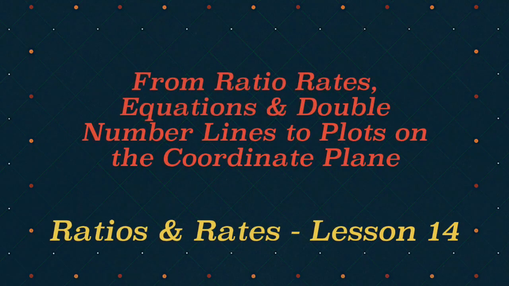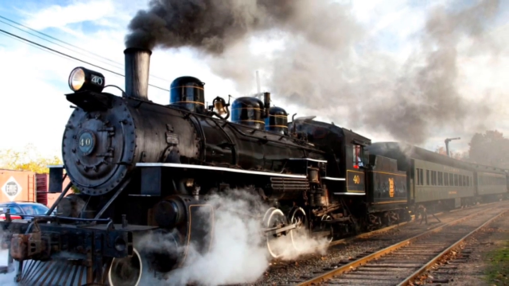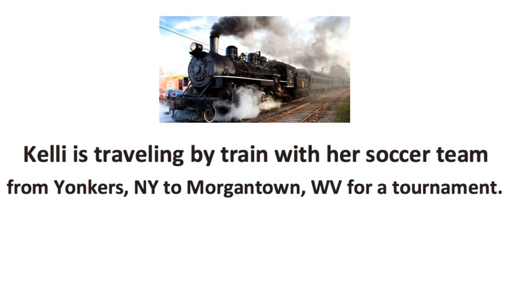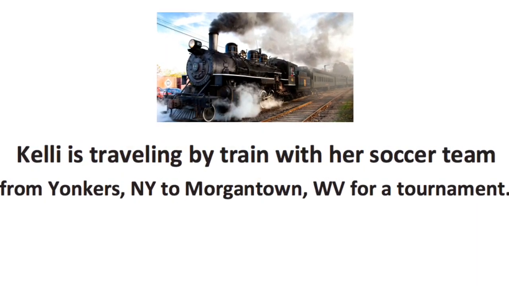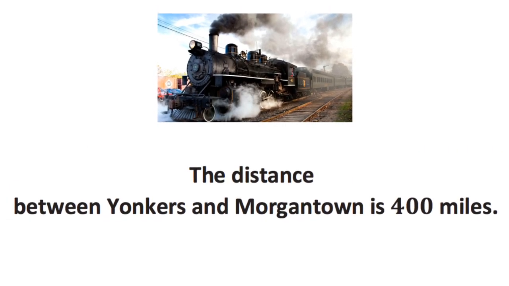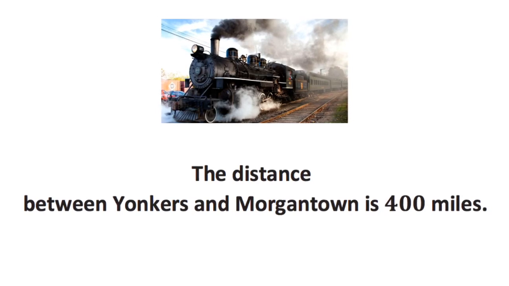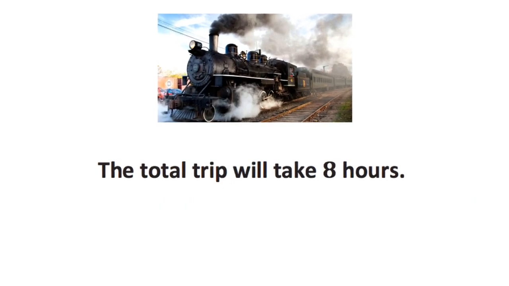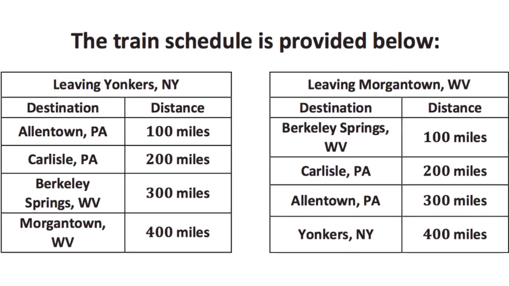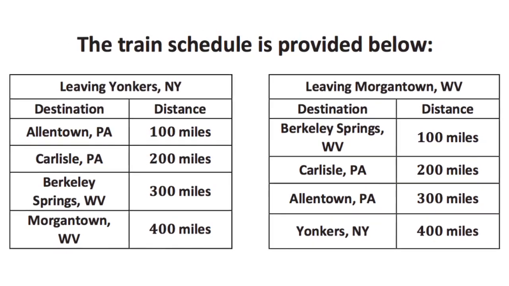Today we're going to go from ratio rates, equations, and double number lines to plots on the coordinate plane. A soccer team is traveling by train to a tournament. They're traveling from Yonkers, New York to Morgantown, West Virginia for the tournament. The distance between Yonkers and Morgantown is 400 miles, and the trip will take a total of 8 hours. Here's the train schedule for both leaving Yonkers and leaving Morgantown.